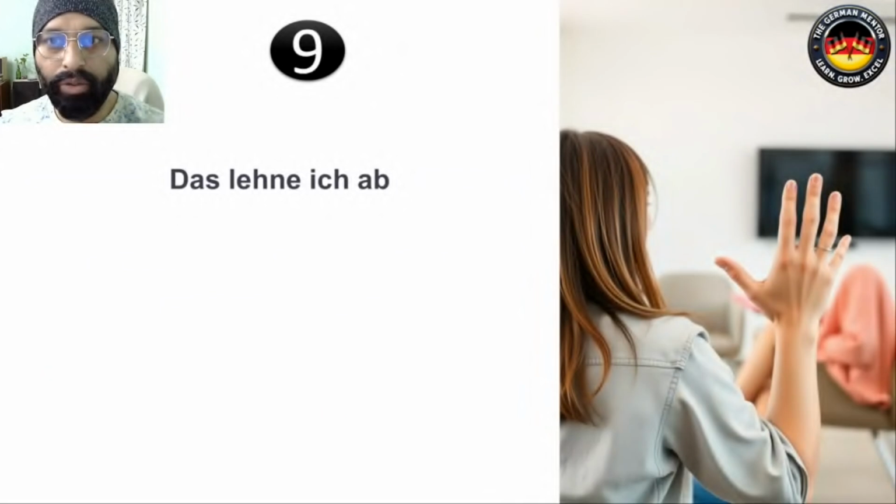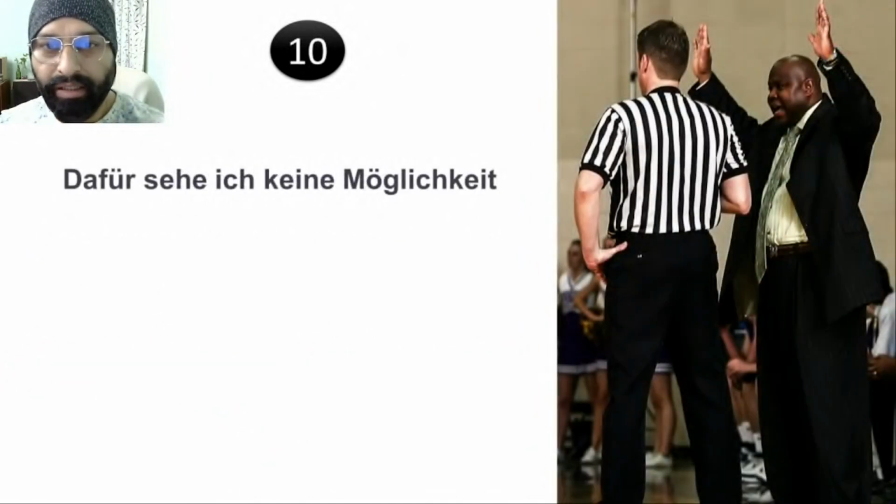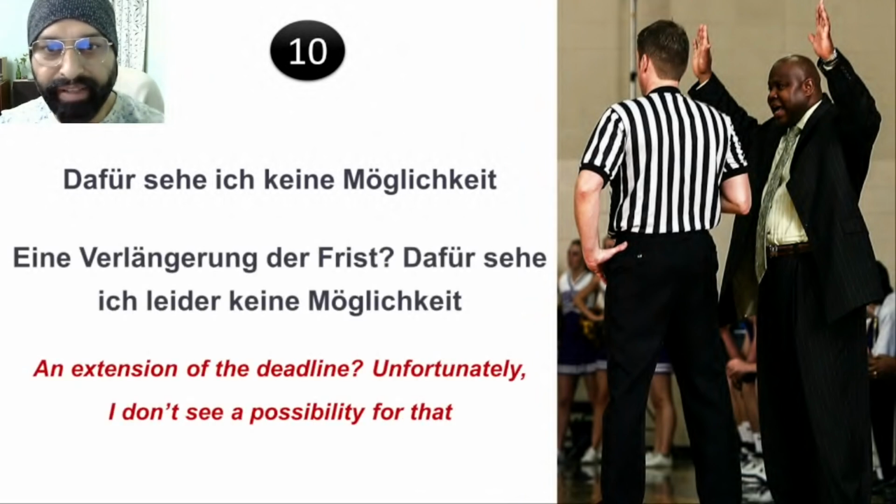Now we check the next one, Nummer 9: Das lehne ich ab. Zum Beispiel, I have written here an example: Gewalt als Lösung. Das lehne ich grundsätzlich ab. Violence as a solution, I fundamentally reject that. Now we check the next one, Nummer 10: Dafür sehe ich keine Möglichkeit. Zum Beispiel, I have written something like this: Eine Verlängerung der Frist. Dafür sehe ich leider keine Möglichkeit. An extension of the deadline, unfortunately I don't see a possibility for that. So that was about Nummer 10.